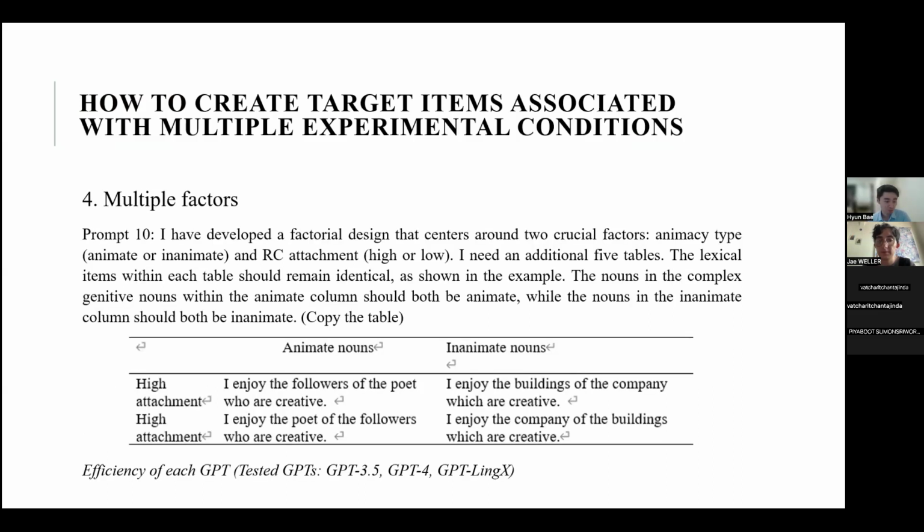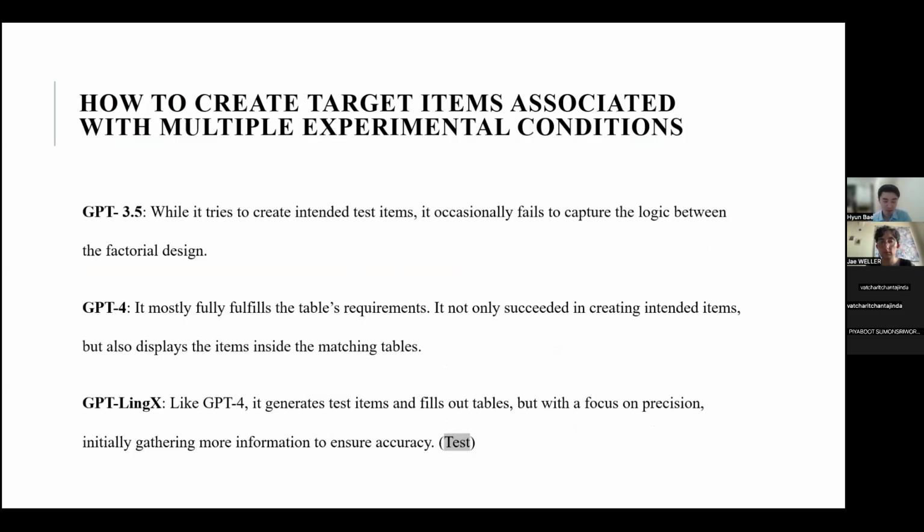So something like this. The prompt would be, I have developed a factorial design that centers around two crucial factors, animacy type, high or low, and relative clause attachment. I need an additional 5 tables. The lexical items within each table should remain identical, as shown in the example. The nouns in the complex genitive noun phrases within the animate column should both be animate, while the nouns in the inanimate column should both be inanimate. And I copy the table. Then it does great job. Yeah, I'm not gonna demonstrate this because of the time.